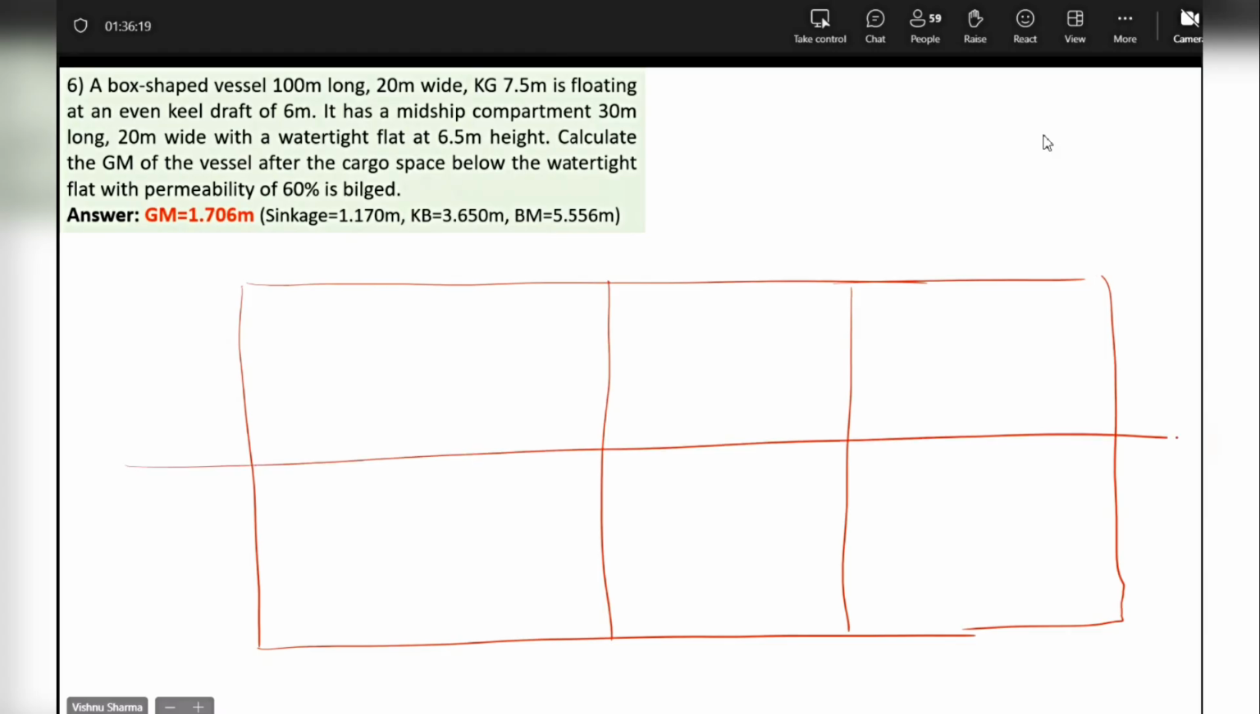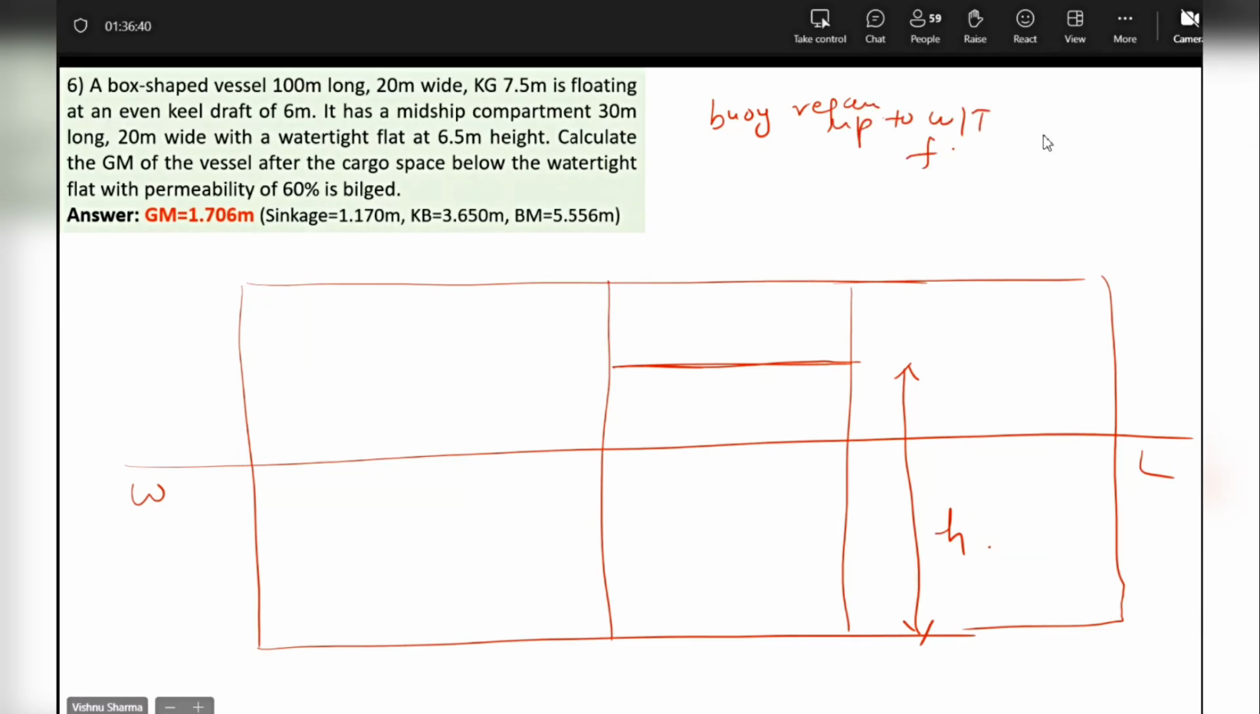This is my initial water line, WL. This is my watertight flat. I'm putting it a little higher. Okay. This is H. Now you are saying that if the buoyancy regained up to the watertight flat is greater than the buoyancy lost, that is what you're saying, right, guys?